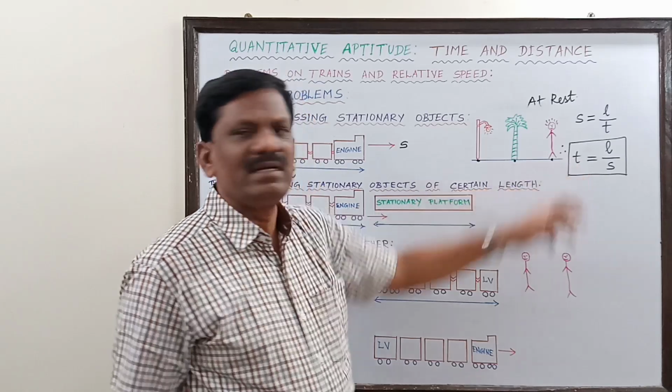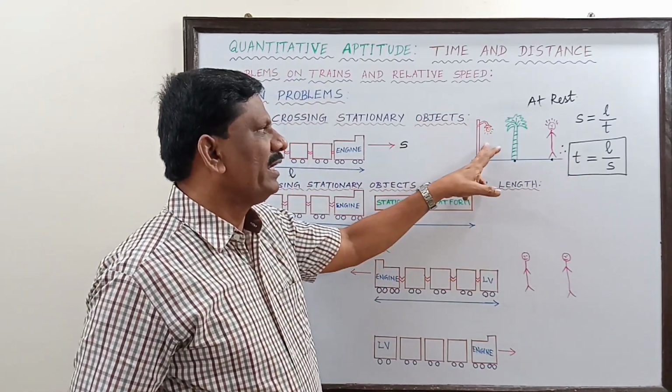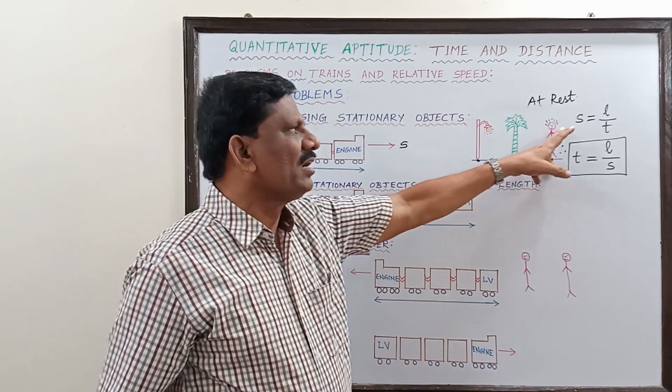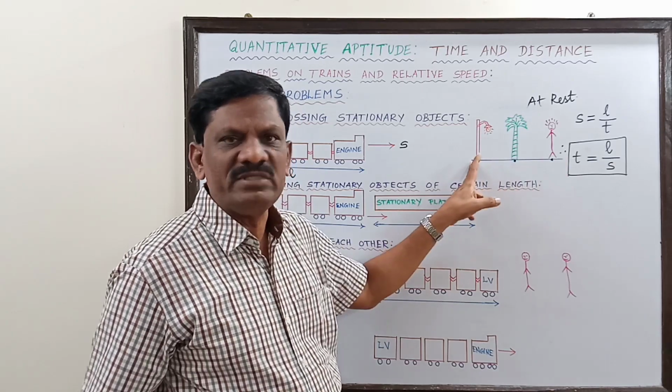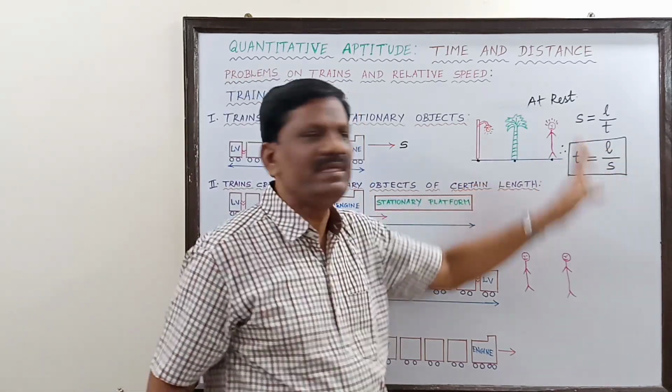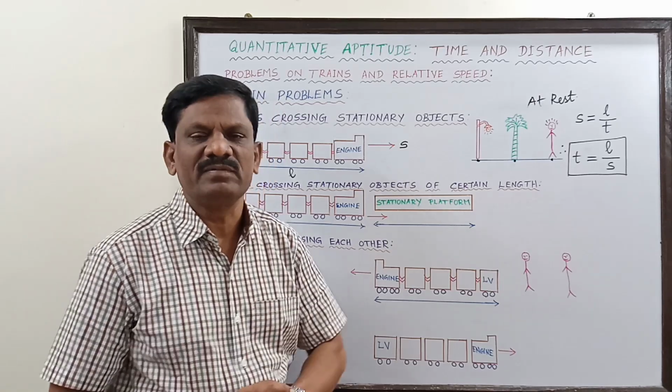So the time taken by the train to cross completely the lamp post, the tree or a standing man, understand? Stationary objects called point objects is T equal to L by S. This formula we are going to use to solve most of the numerical problems.